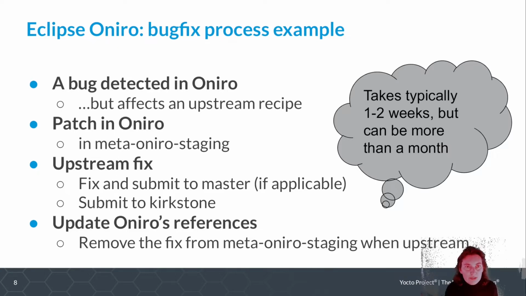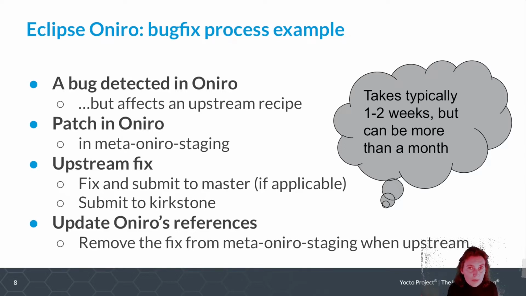Imagine a situation when we have a bug. We see it in Oniro, but after some investigation, we figure out that it is actually coming from one of the Yocto project layers. So, what do we do? We make a patch in Oniro. We test it and verify this patch is working correctly, and we put it in Meta Oniro staging so that the fix is available. Then we prepare the upstream fix and we test it with upstream.